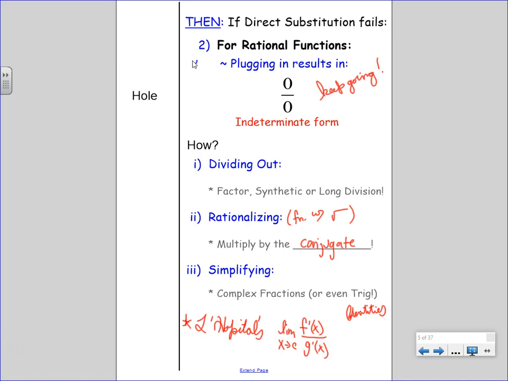Did you guys miss what I had over to the side? Remember, if it's 0 over 0, what do we assume it almost always is? A hole. It is possible it might be some sort of jump if it's a piecewise function or some other kind of funky function with absolute value or something.